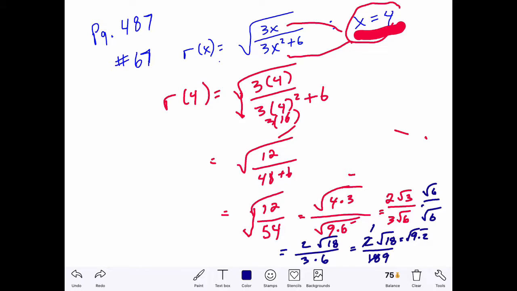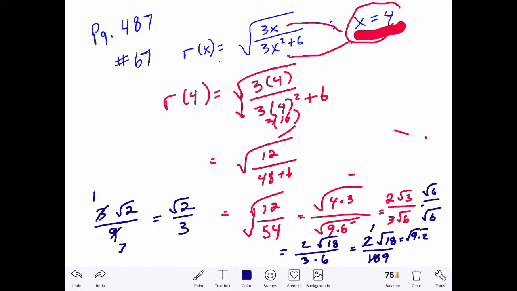So the square root of 9 is 3. So now I'm left with 3 root 2 over 9. And then I can cancel 1 and 3. So root 2 over 3.